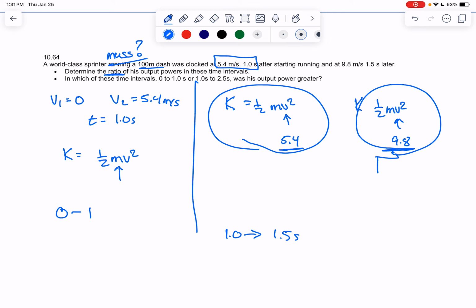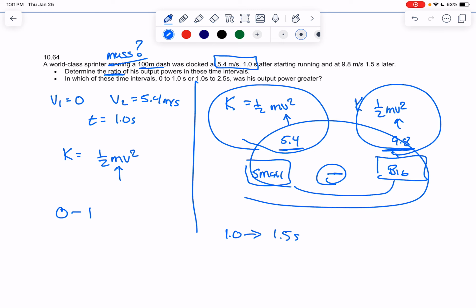You're going to have a number here. It's a big number, right? And you're going to have a smaller number here, and you're going to subtract them. And that is the energy in this system. Okay, and then to do the ratio, the problem asks you to take the P from 0 to 1 divided by the P from 1.0 to 2.5.